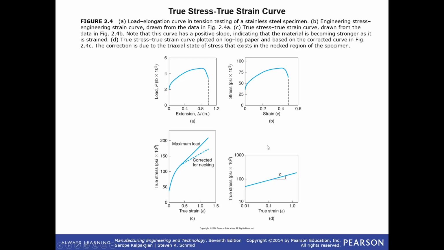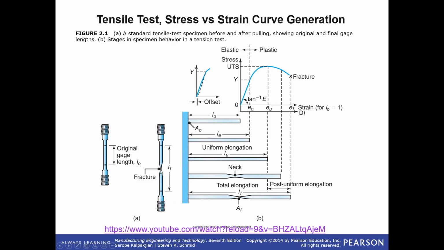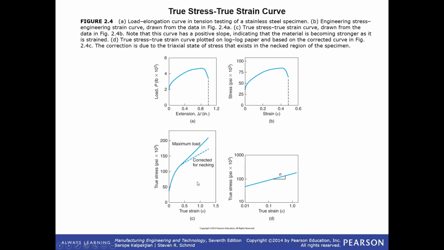True stress, true strain curve. I'm not going to go into this very deep at this point, because I have another video I'd like you to watch. But we have true stress and true strain. Really, the difference is the correction for that necking. As I mentioned, that necking in the part. Here we go, fracture and the neck there. So this is the necking they're talking about. So we have a neck, and that's when that changes.